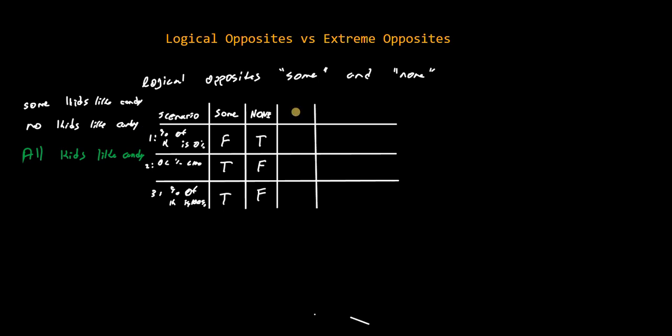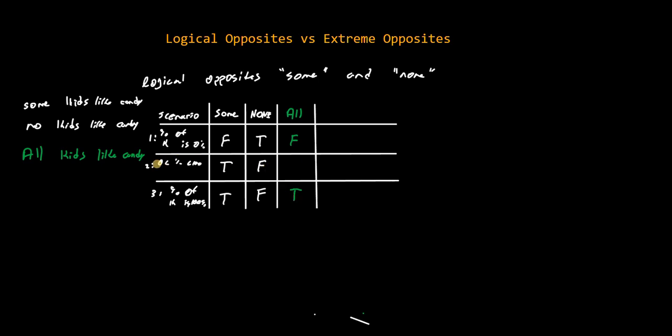So let's put all here and then go through these 3 scenarios again. So in scenario 1, 0% of kids like candy. Is it true that all kids like candy? No, that's false. Okay, let's skip scenario 2 for a second. Go to scenario 3. 100% of kids like candy. Is it true that all kids like candy? Yes, that's true. Okay, at this stage, it looks like these are opposites.